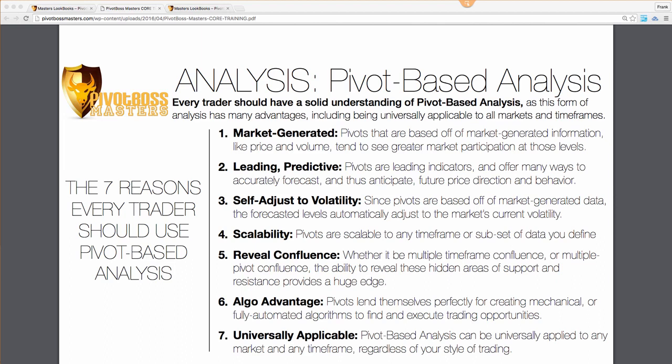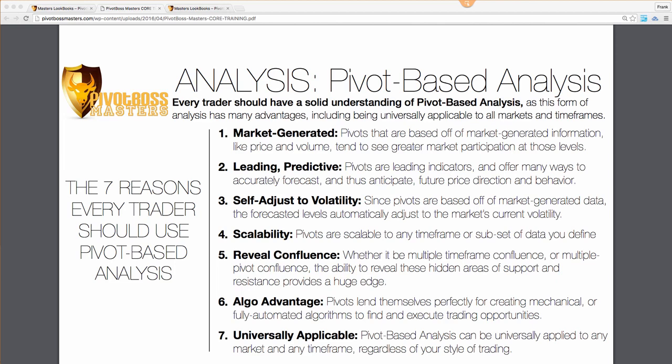And again, that's about the time when I was able to basically automate the pivots and get them onto my screen and run it on a large set of data, is really when all of these various concepts that we're going to be talking about with regards to pivot-based analysis, they all came to life and jumped right off the screen at me. And that was over 10 years ago. Okay, so the algo advantage.